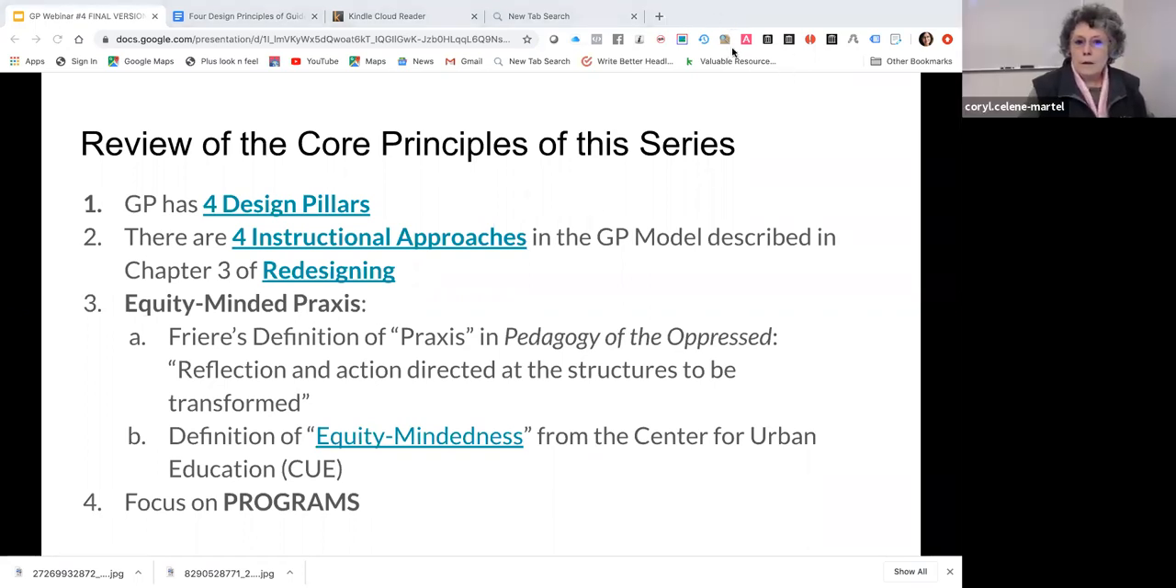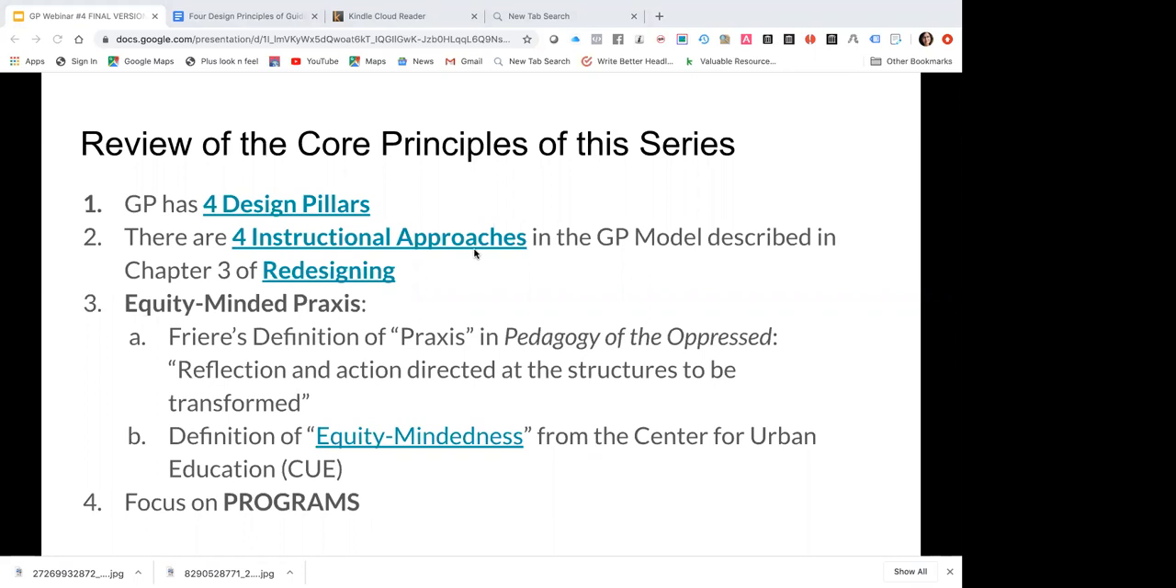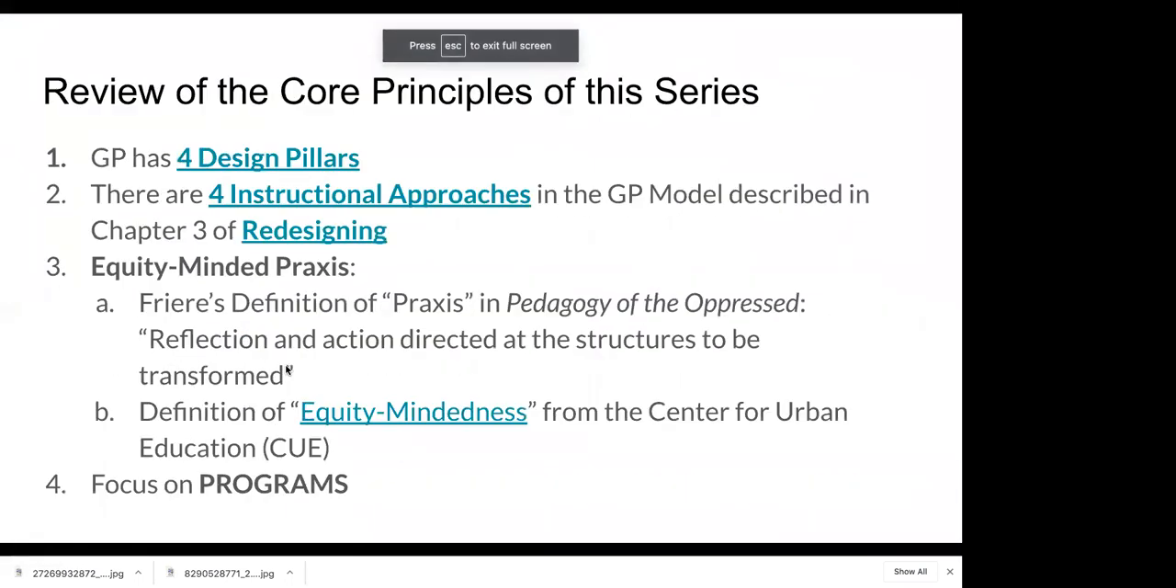I see that a couple people are posting into the chat. Oh, that's perfect. So Alyssa is posting links to the 4 design pillars, the instructional approaches, and also the definition of equity-mindedness. So thank you, Alyssa. Oops, went a little too fast there.